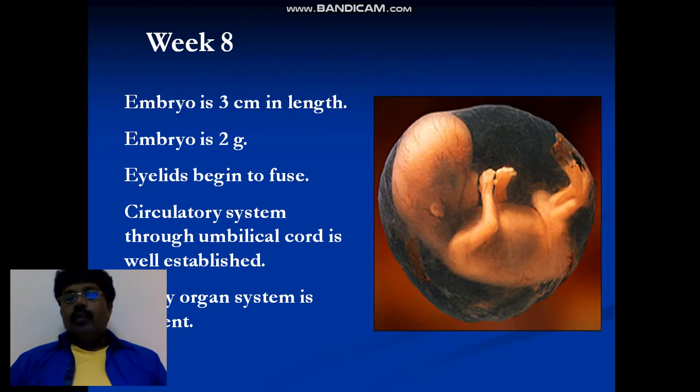Then this is week 8 that you can see. The embryo is 3 centimeters in length and weighs about 2 grams. Eyelids begin to fuse. The circulatory system through the umbilical cord is well established. Every organ system is present in week 8.